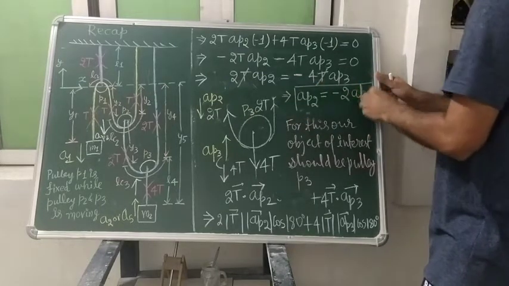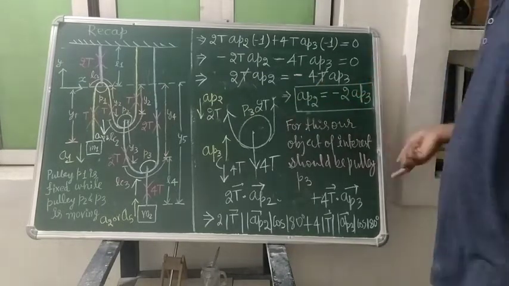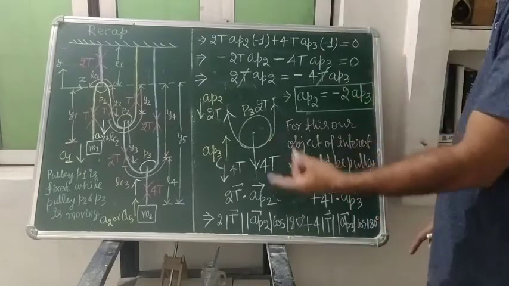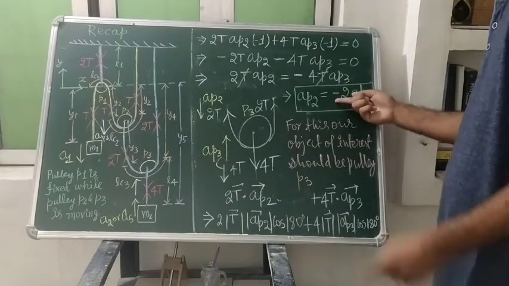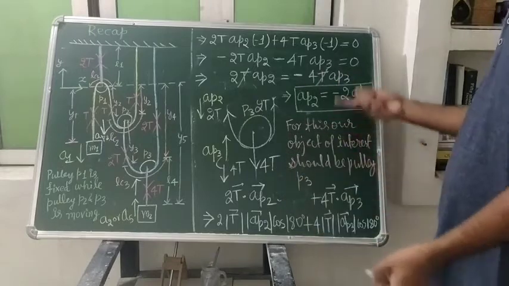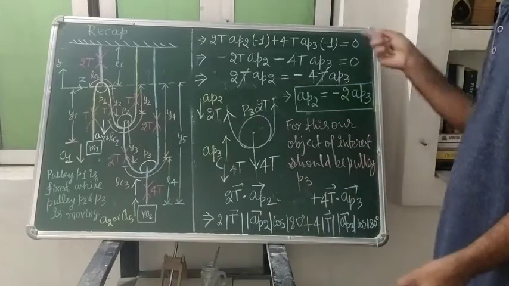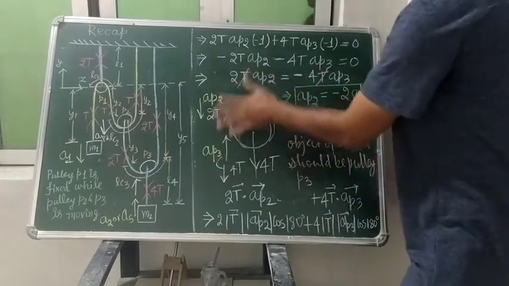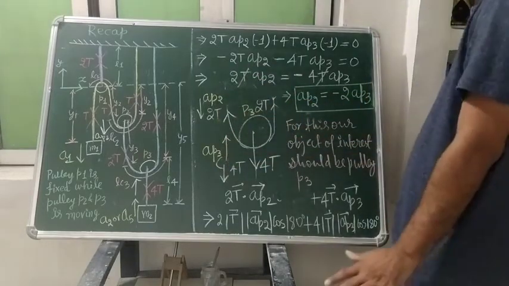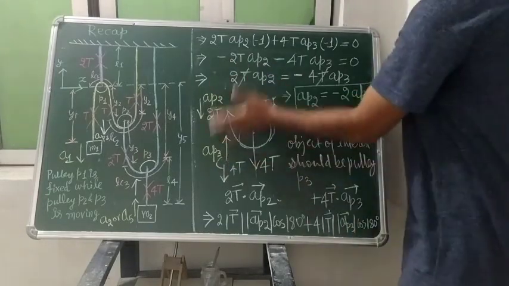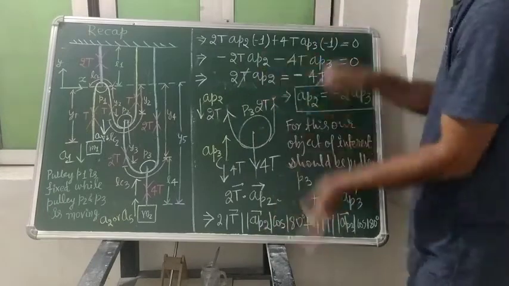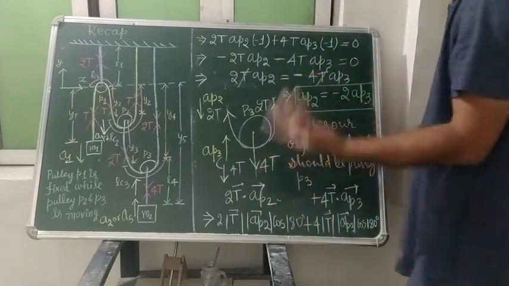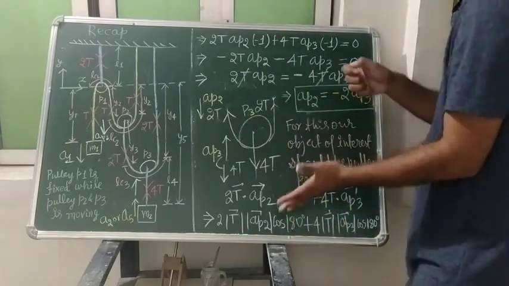Negative of twice of AP3. Don't get confused between the traditional method and the short trick method. There was a different thing here. This negative sign is telling you that whatever your assumption is, that is wrong. If you have selected the acceleration in the opposite direction, change that direction, it will be in the same direction.